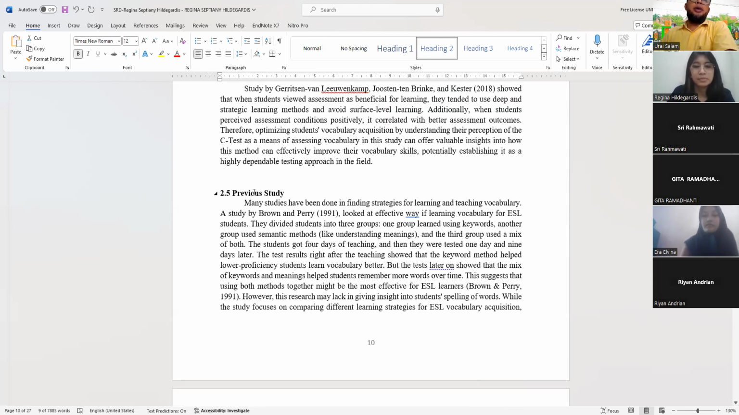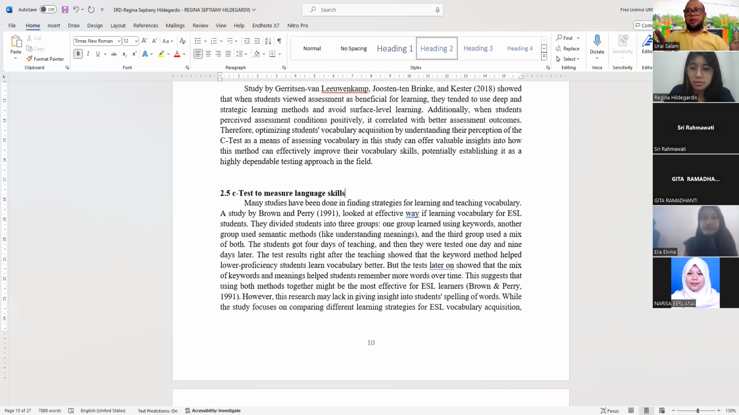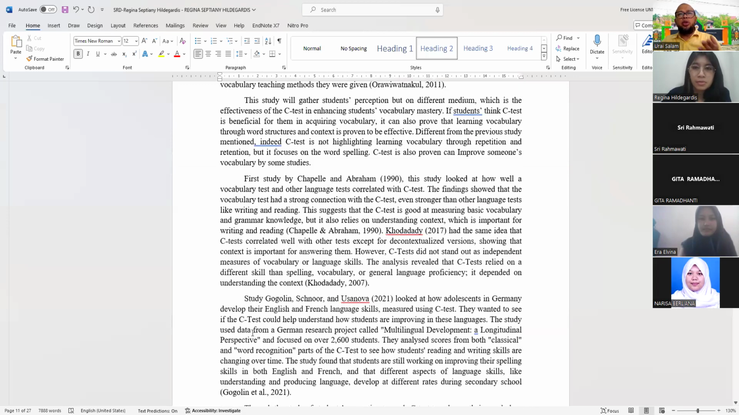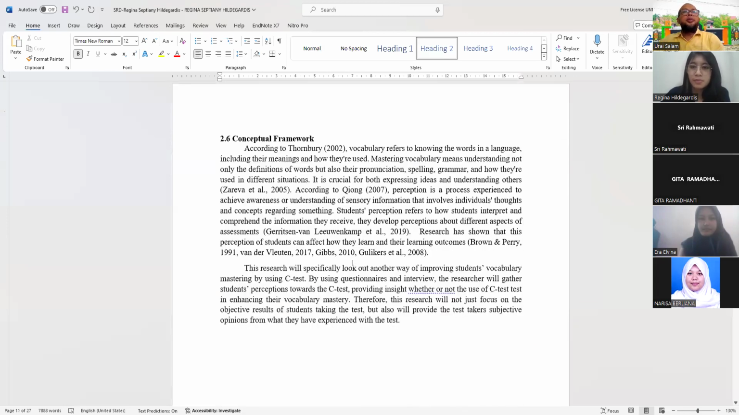Oke, ini perhaps not, judulnya jangan previous study, mungkin ya C-test in apa, to measure, for example, C-test to measure language skill misalkan atau language mastery ya. Jadi di sini isinya ya, the contents of this section is talking about what's already done, yeah, by other people, yeah. So you talk about this. I think this okay, this one.